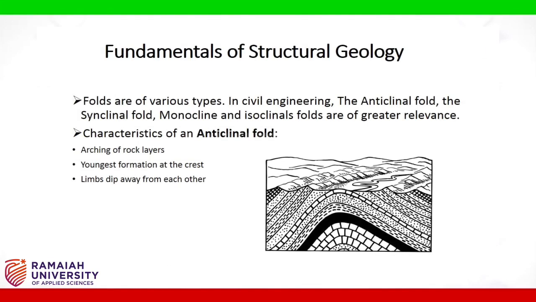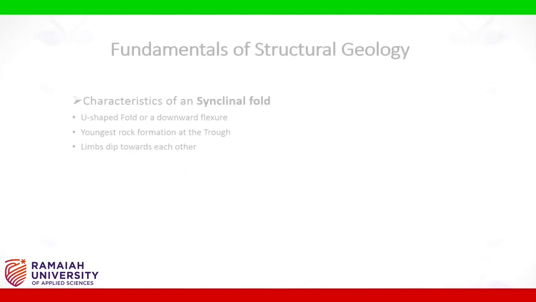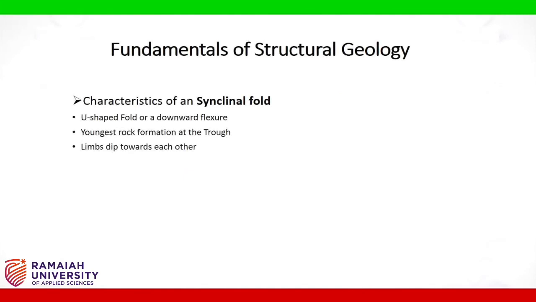Folds are of various types. In civil engineering, the anticlinal fold, synclinal fold, monocline and isoclinal folds are of greater relevance. Characteristics of an anticlinal fold: arching of rock layers, youngest formation at the crest, limbs dip away from each other. Characteristics of a synclinal fold: U-shaped fold or a downward flexure, youngest rock formation at the trough. Limbs dip towards each other.